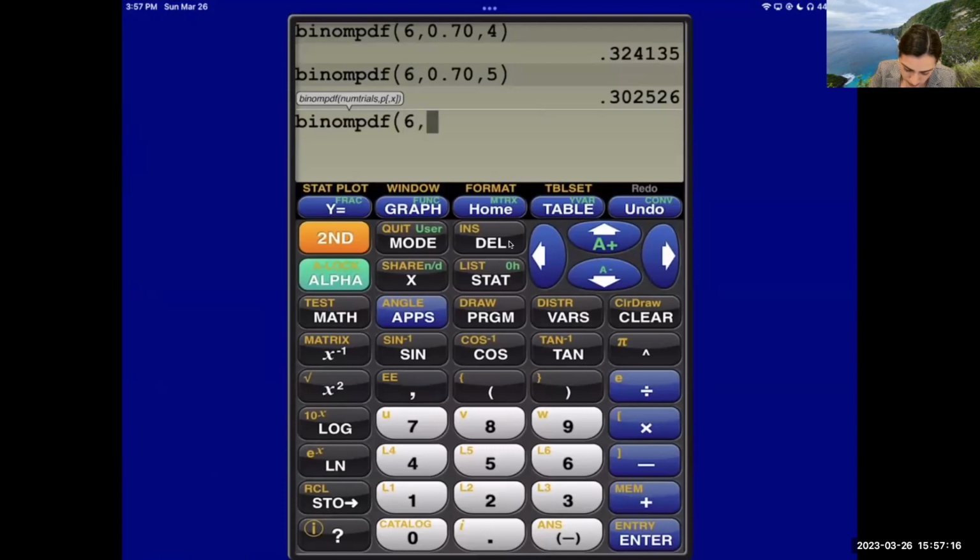We have 6 trials. The probability of success is 0.70. And I want 6 successes out of 6. So we hit enter. And what we're doing is we're adding these probabilities together.